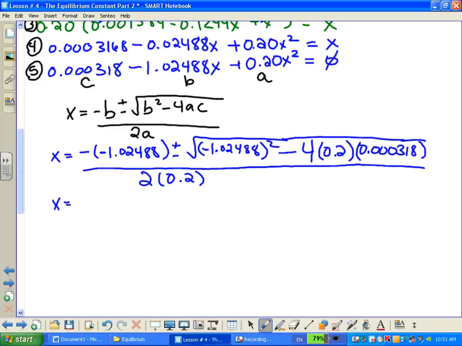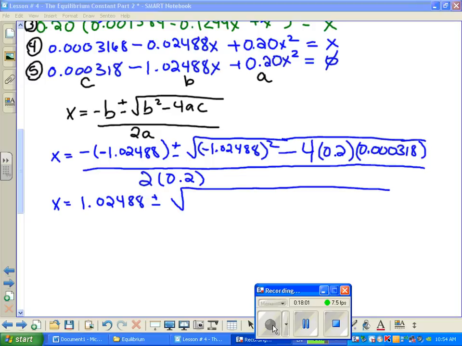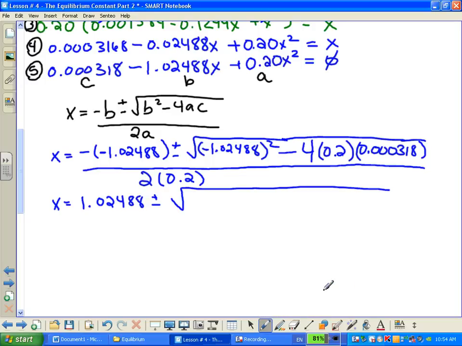Okay, then x is equal to, if you have two negatives, obviously this would become a positive, so 1.02488 plus or minus the square root of, so if you put that in your calculator, if we take the square root of this, you end up with 1.05038, and you're going to subtract 4 times 0.2 times 0.00318 will give you negative 0.0025344.